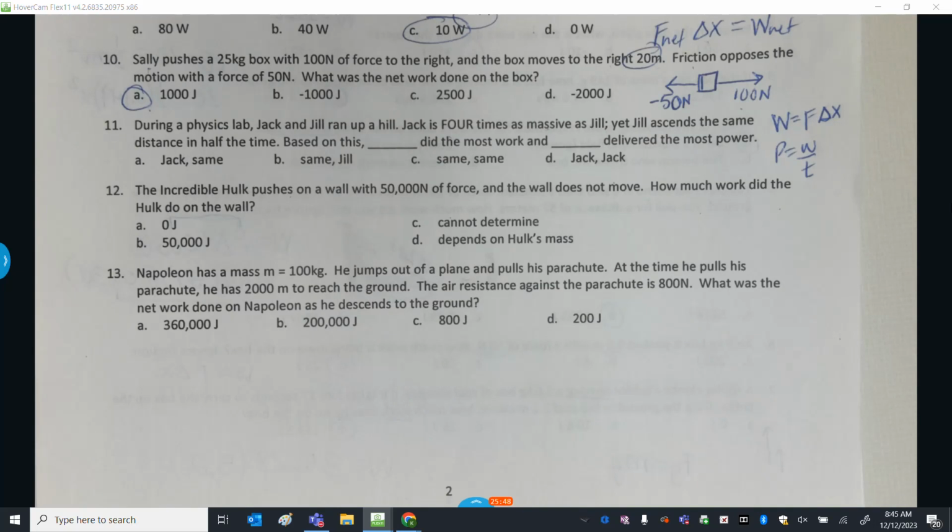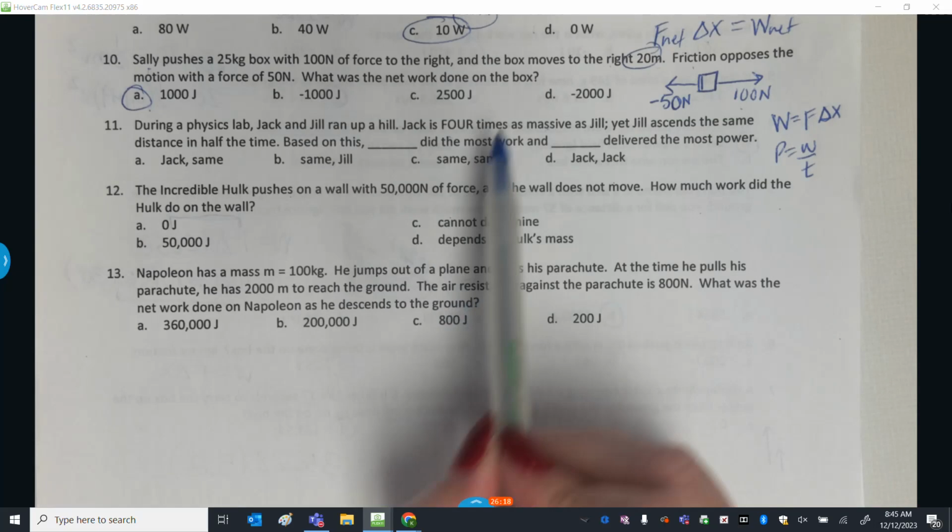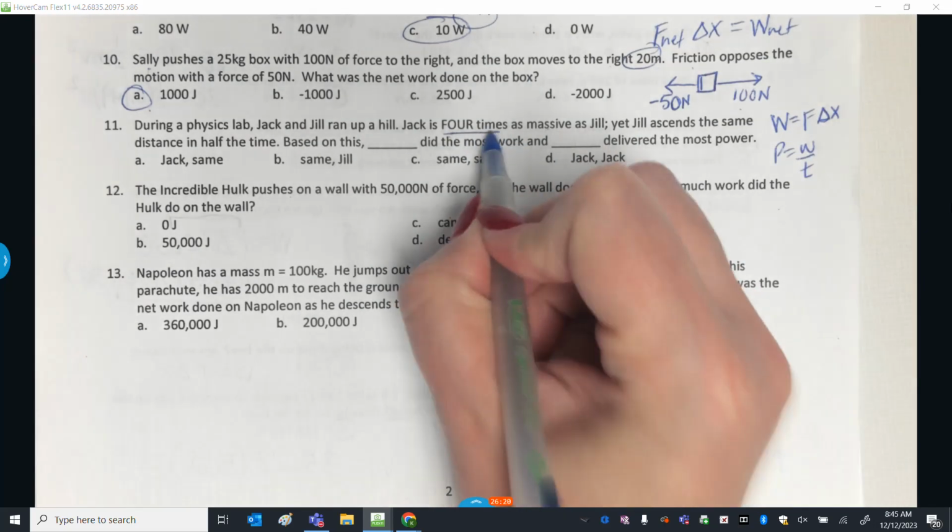It does play a role in determining power, but let's talk about work first. Work is dependent upon the force and the displacement. They're climbing the same hill, so they have the same displacement. If they both start at the ground and get to the top, they're both the same distance away from where they started. However, they don't have the same force because, as I mentioned already, if you are climbing something, whether it's a hill or stairs or a ladder, the force you have to use is equal to your weight. And it says here that Jack has 4 times as much mass.